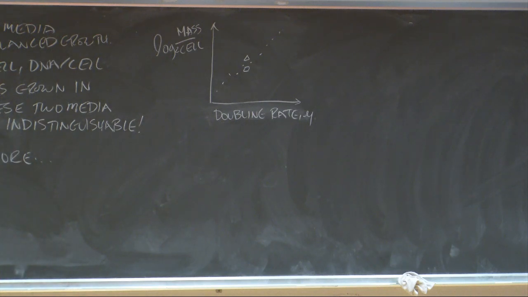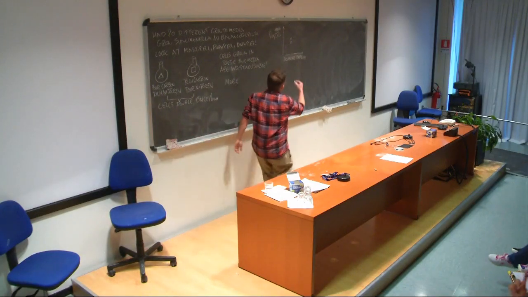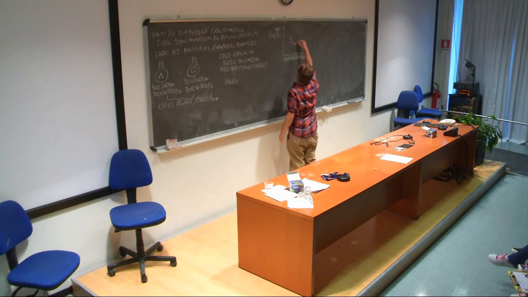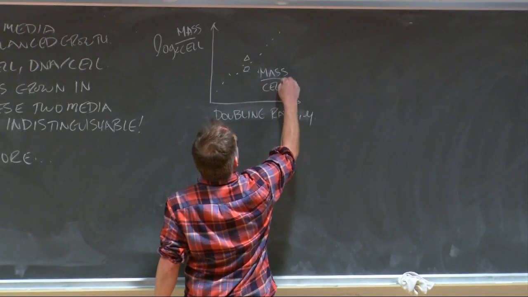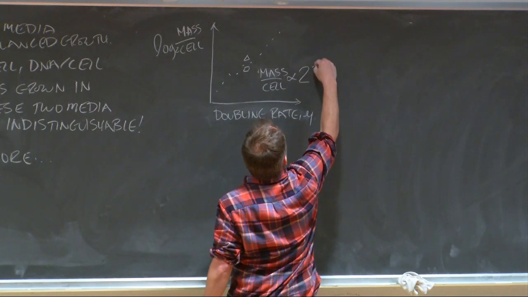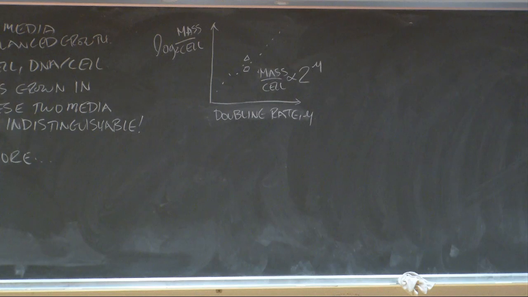If you look at the slope, you get almost a linear relationship, and I'll show you the real data in a second. And in fact, this mass per cell scales like 2 to the growth rate. So there's a lot in this figure, so let's pull it apart.